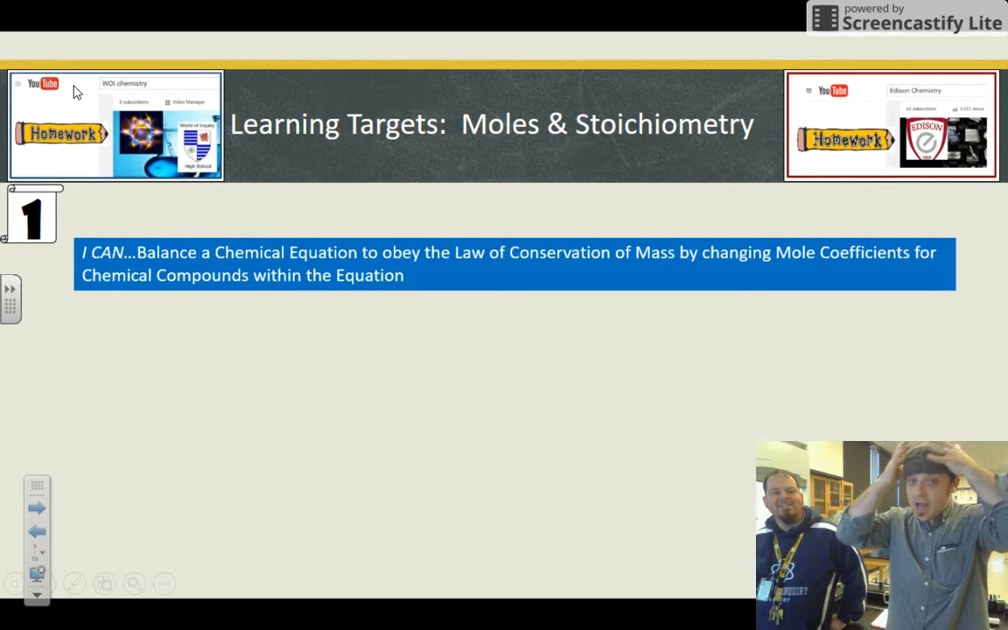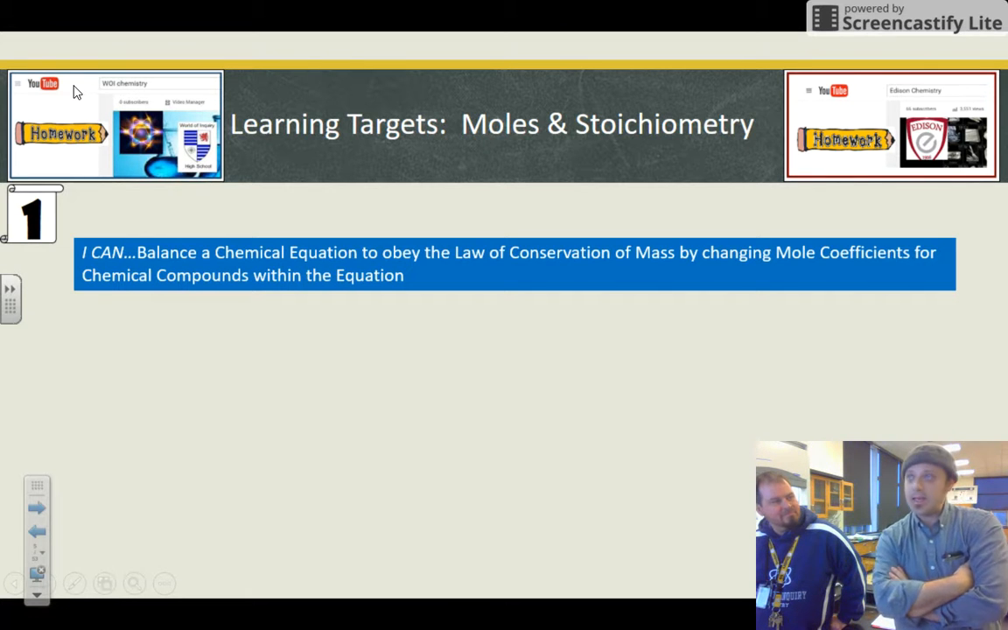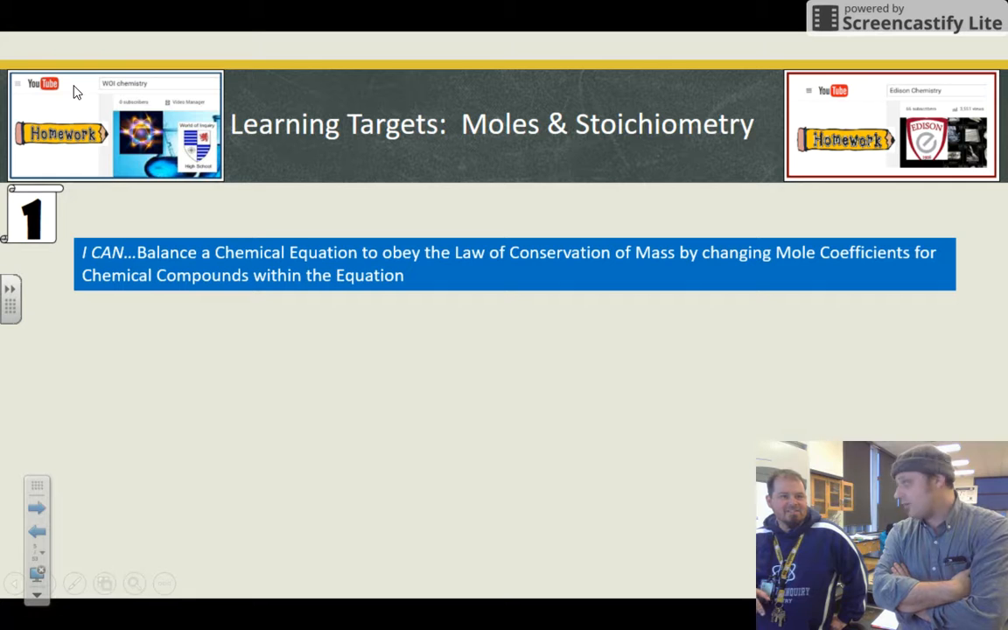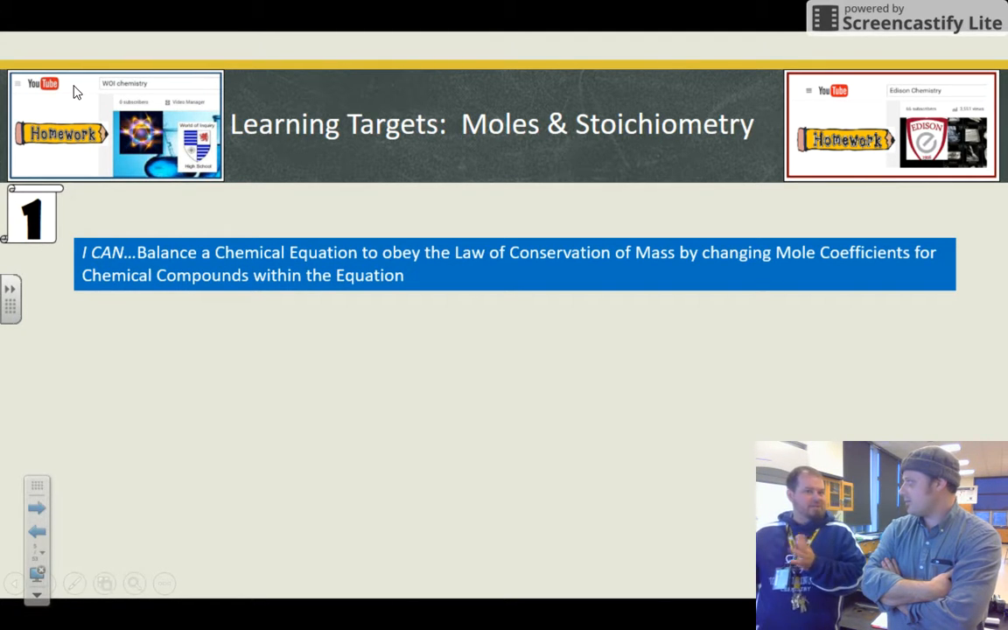But anyway, you got to be able to balance a chemical equation to obey the law of conservation of mass. And it's a process. It's a little bit involved, but it's not that bad. This is the part that I like. If you liked doing covalent bonds last unit and putting the puzzle pieces together, this is like that for stoichiometry. This is the puzzle you got to solve.